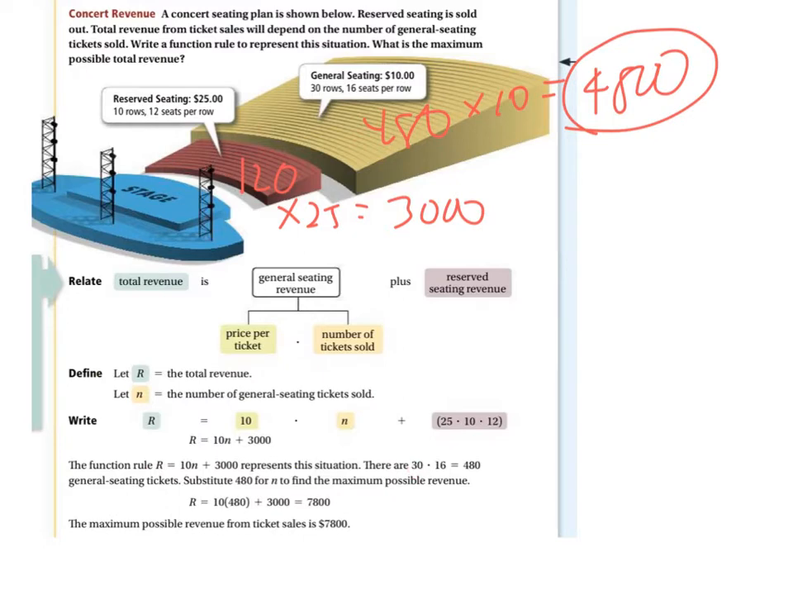So that's our function rule. Again, the most you can make, right? So if I sold out all of these seats here, the most I can make is that $4,800 plus the $3,000, or $7,800. That's the most I can make.